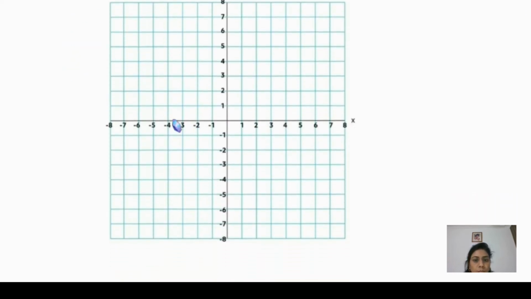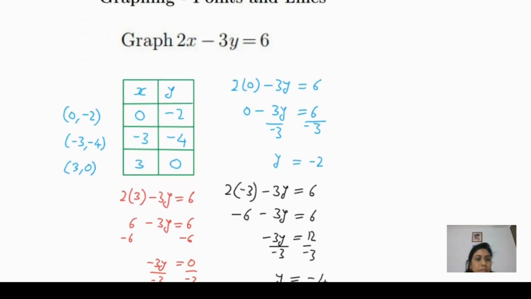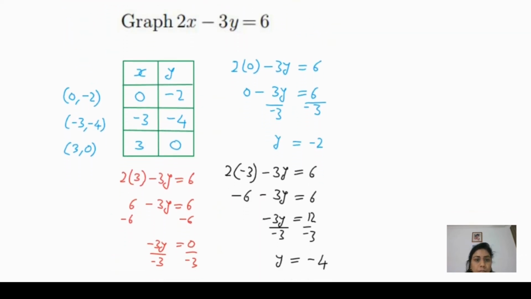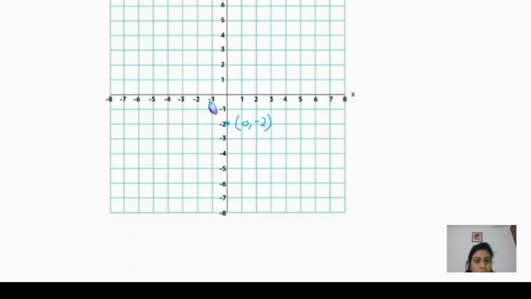0, minus 2 here, so this point. Okay, second point, minus 3, minus 4. So here we meet minus 3, minus 4. Always x value first, then y. This is the x-axis and this is the y-axis. Okay, we got 2 points.